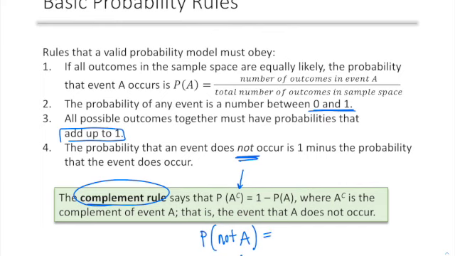If we're looking for the probability that A does not occur, that's the same thing as saying 1 minus the probability that A does occur, because all the probabilities added together will be 1. The complement rule is usually forgotten by many, but is actually very helpful. Sometimes it's easier to count what you don't want and subtract it from 1 than it is to count what you do want.